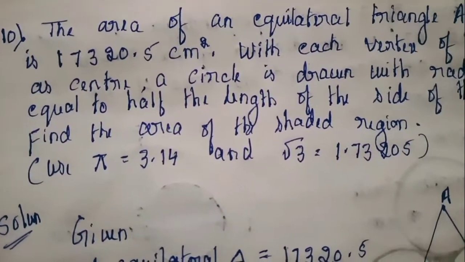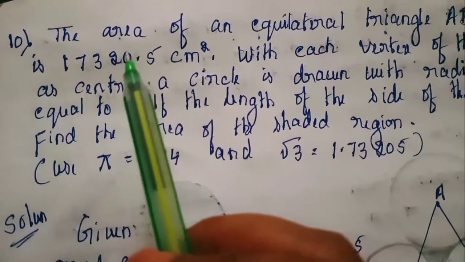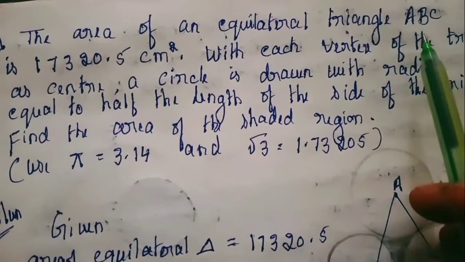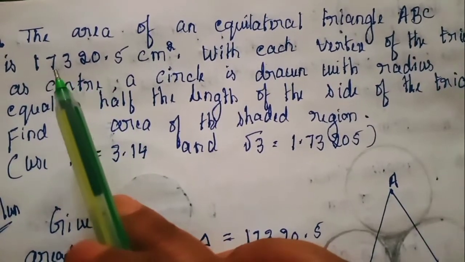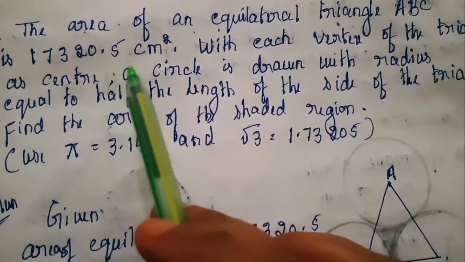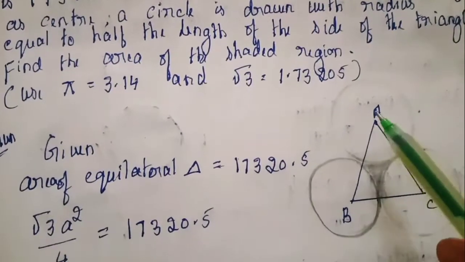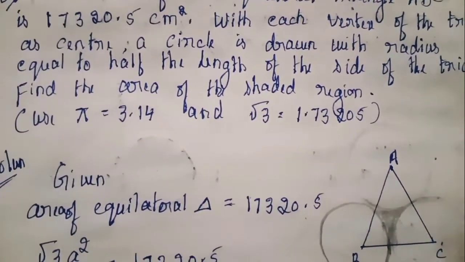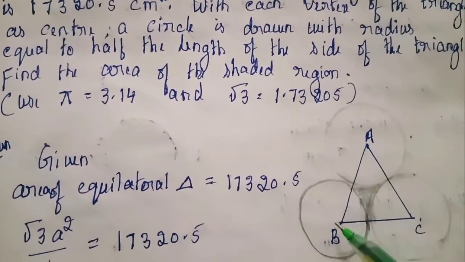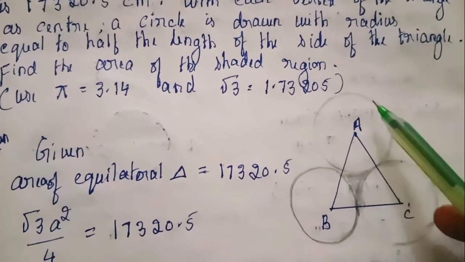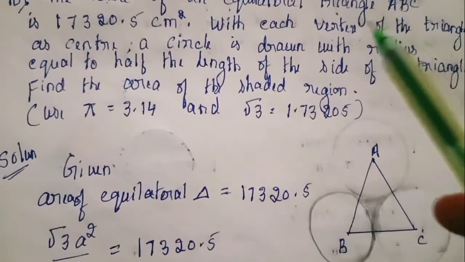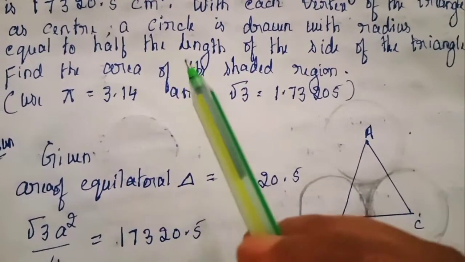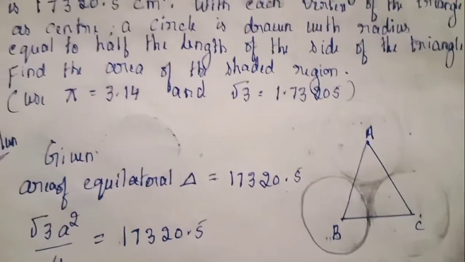Now let us move to the next question, that is the 10th. Now let me read the question. The area of equilateral triangle ABC is 17,320.5 centimeter square. He has given the area of the equilateral triangle, with each vertex of the triangle as a center. Means A is a center, B is a center and C is a center. So you are going to draw the circles here. With A as center, a circle is drawn with radius equal to half the length of the side of the triangle. So try to understand.